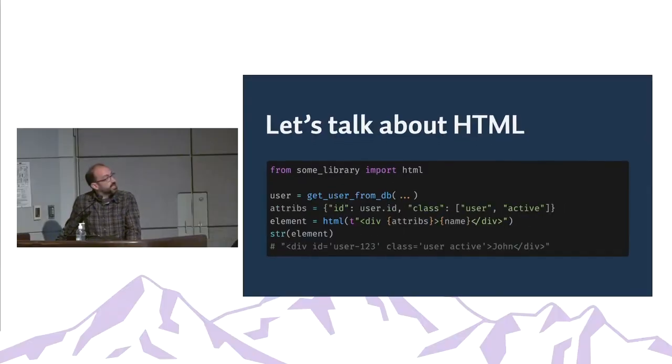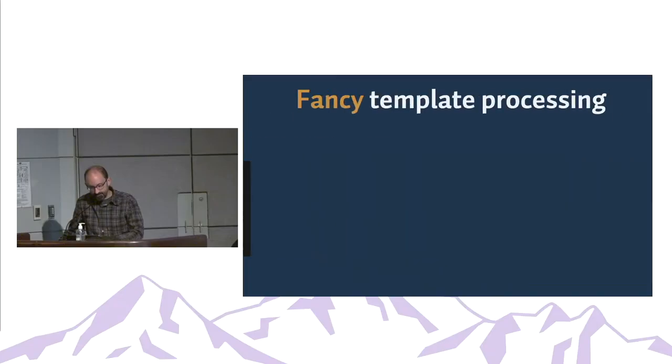Here I've got a dictionary of attributes. So an ID and a list of classes, and this hypothetical HTML method is actually going to take that t-string and spread the attributes. So I get an ID attribute and I get a class attribute where we've concatenated user and active with a space in the middle.